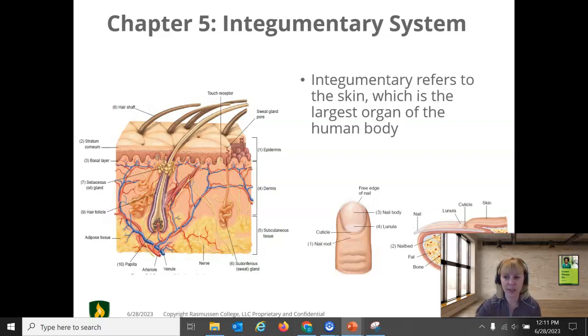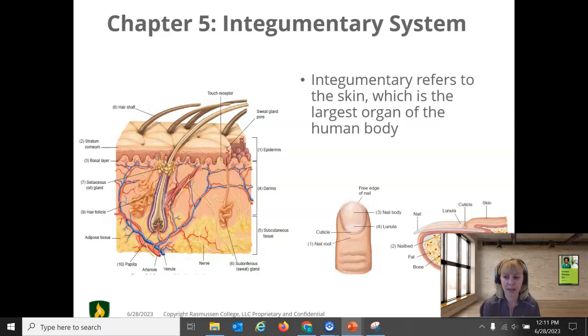The accessory organs of the skin, like I stated before, are the glands, hair, and nails. Glands play an important role in defending the body against disease and maintaining homeostasis. There are 2 important glands located in the dermis layer, and they produce secretions. Those are your sweat glands and your sebaceous or oil glands.